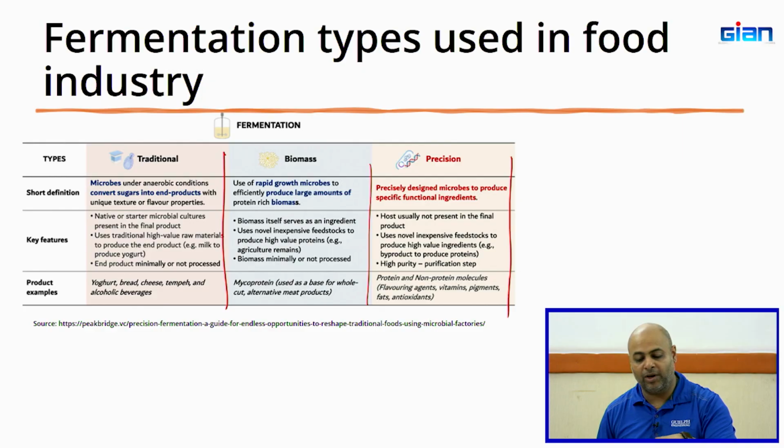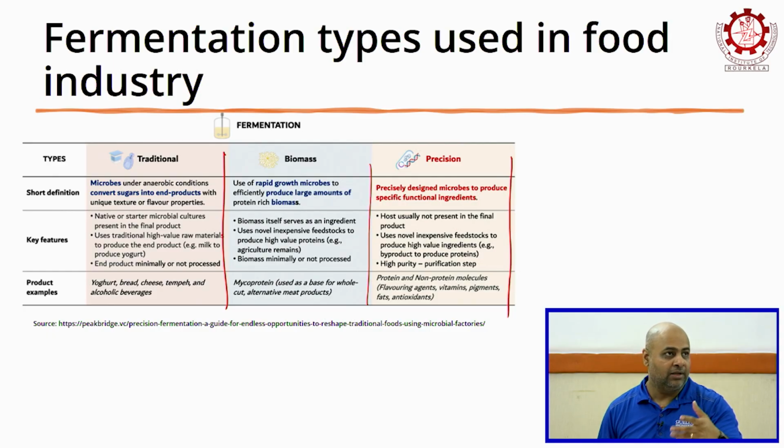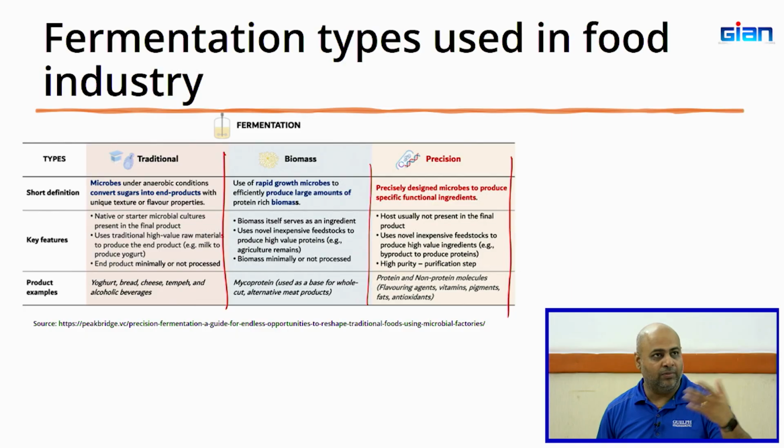When you're looking at the biomass, that's where the mycoprotein comes into the picture. The biomass itself serves as an ingredient. It uses novel, inexpensive feedstocks to produce high value proteins. Example, agriculture residues, so that's where your parali can be used. Instead of burning it, you can utilize that as a feedstock in the fermentation process to develop mycoproteins.